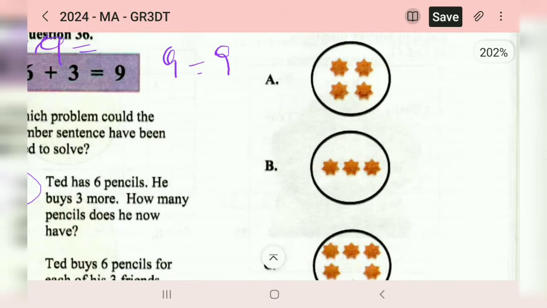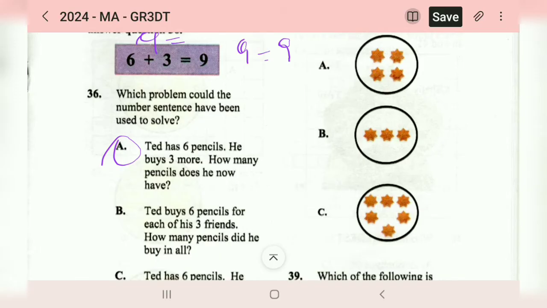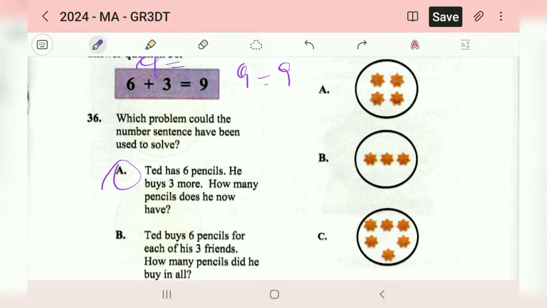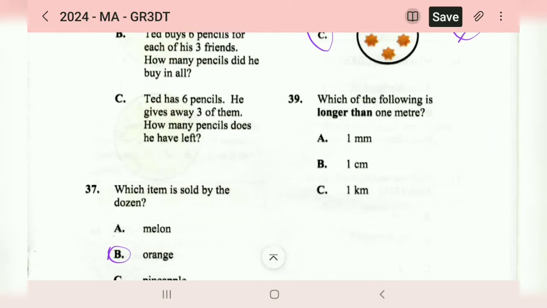This one is a repeat. It says which set represents a half of a dozen. A half of 12, 12 makes a dozen, so a half of 12 is 6, which is at C. A half of means to divide 12 by 2. 2 into 12 goes 6. 6 ones is 6 over 1. Any number over 1 is that same number, which is 6. You can also put them down and put them into groups.